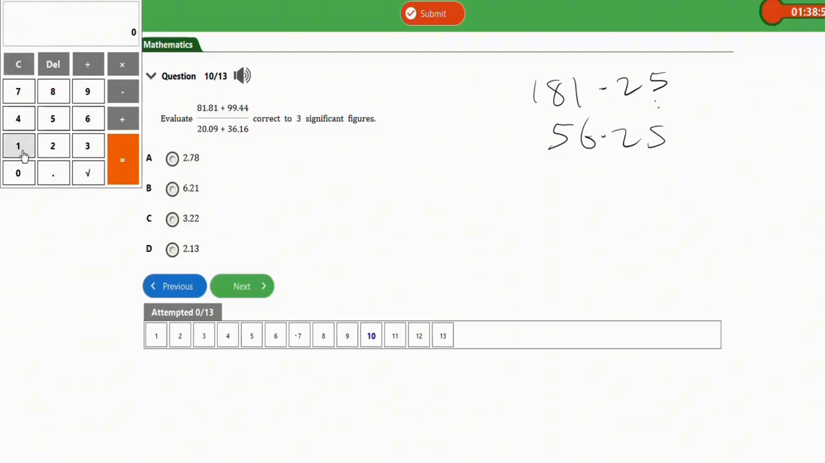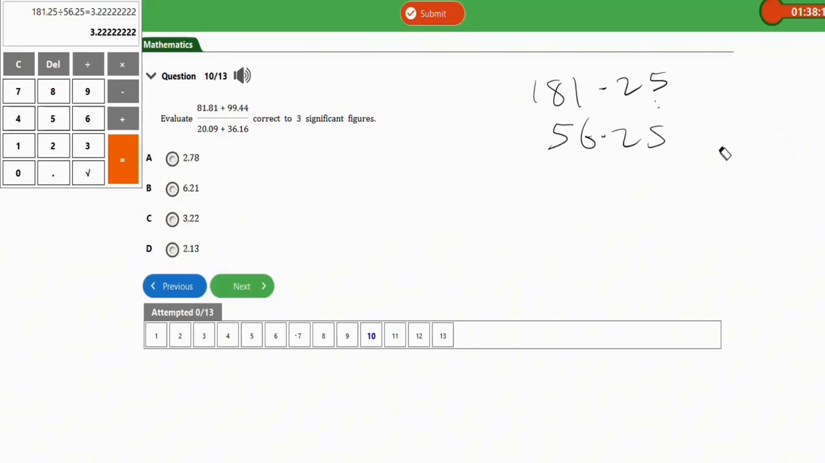So we have 181.25 divided by 56.25. So we have it to be this value. We have to leave it to three significant figures. So the three significant figure answer will be 3.222. The answer will be rather 3.22, because every value here is significant. So the correct option in this question will be option C. It will be 3.22. Alright, so that's it for this question.